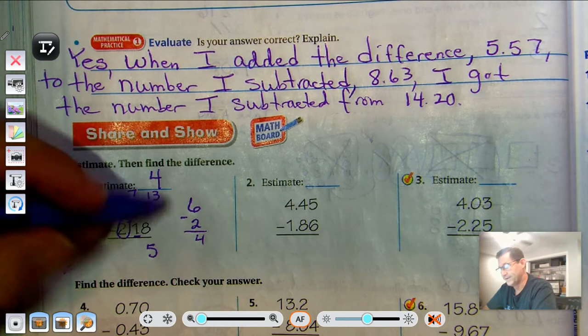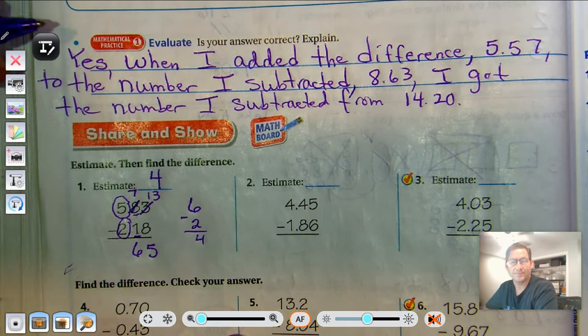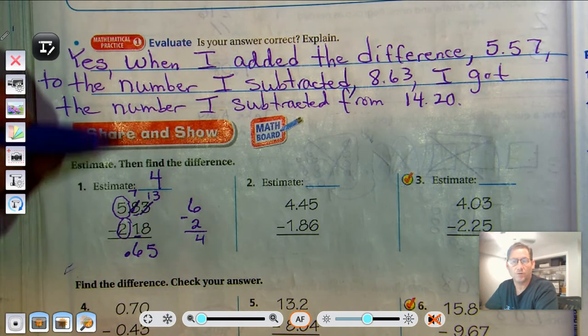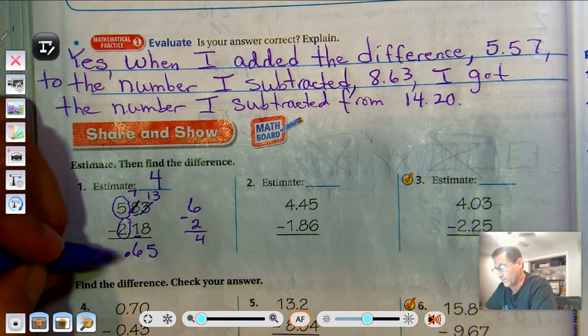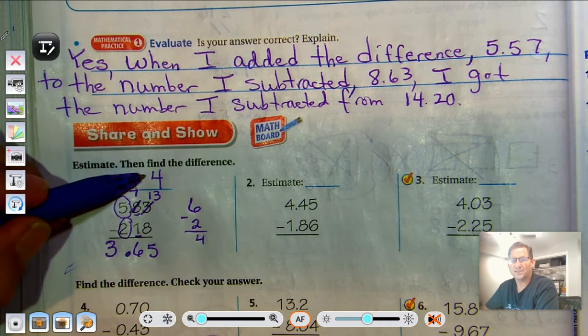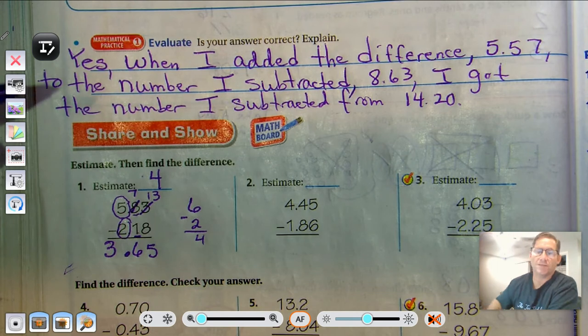7 tenths take away 1 tenth, we can do that. We're at 6 tenths. Okay, let's bring down the decimal because we're going to move over to the ones. 5 take away 2 is 3. 3 and 65 hundredths, that's close to 4. So there our answer is reasonable.